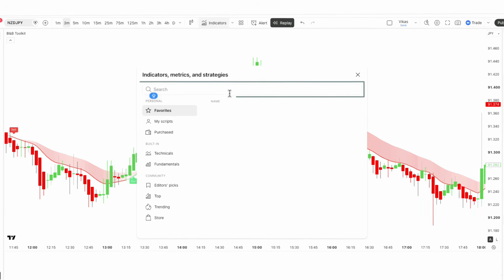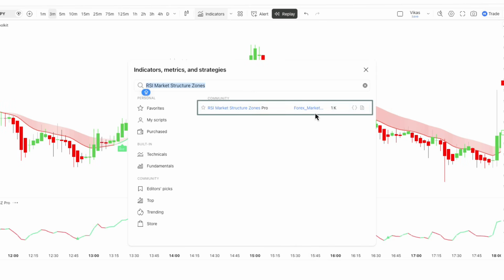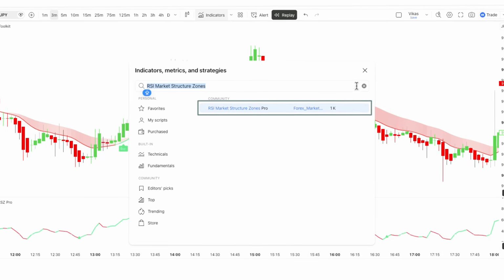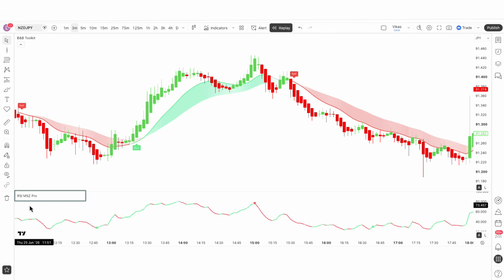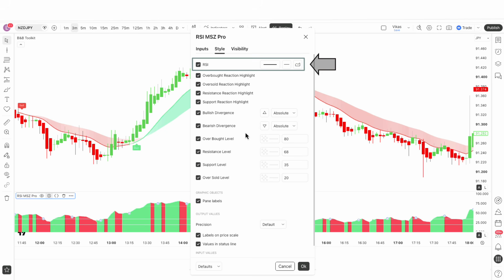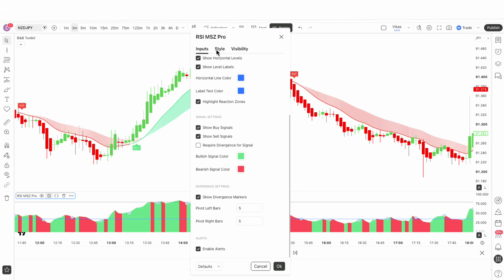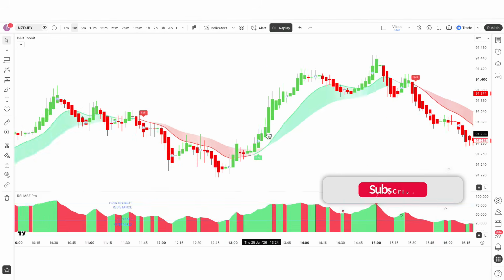In the indicator search, type RSI Market Structure Zones Pro and select this one called RSI Market Structure Zones Pro, created by Forex Market. Now let's access the settings of this indicator so we can modify it to suit our strategy. We change the RSI line to area. If there are any options you wish to hide, do so to keep the chart clean and easy to read. After that, change the horizontal line color and label text color, width to blue. And then change RSI length 14 to 12. Here everything is fine. After that, click OK. Our complete trading setup is now ready.